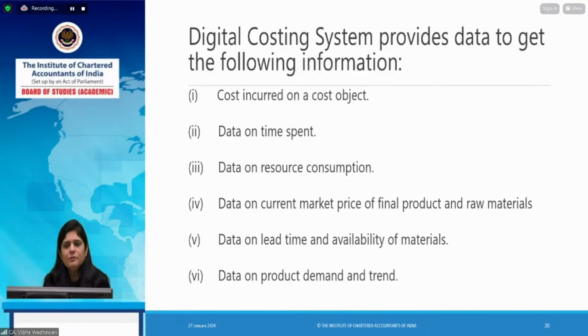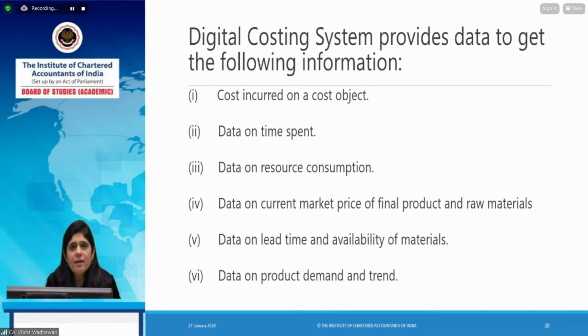A cost object, of course, I'll be explaining in the next slides. But for the timely information, let us say I want to know the cost of product A. So product A is my cost object. So cost object is something for which you want to calculate the cost, for which you want to compute the cost, for which you want to ascertain the cost. That is cost object. Yeah.